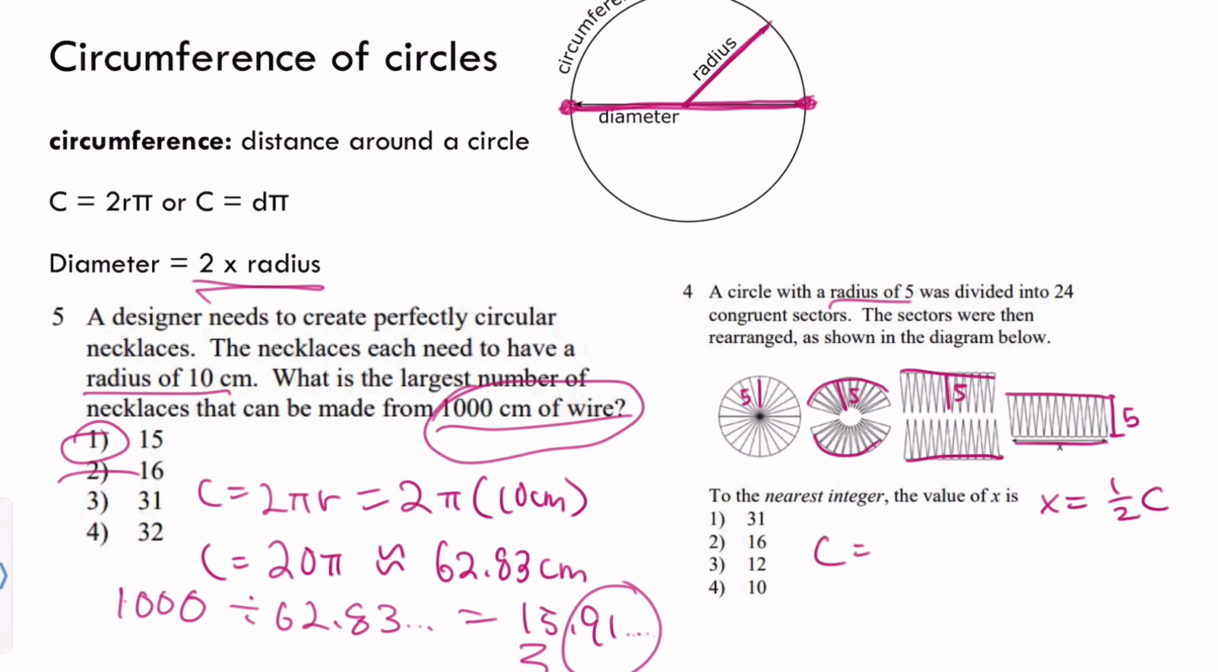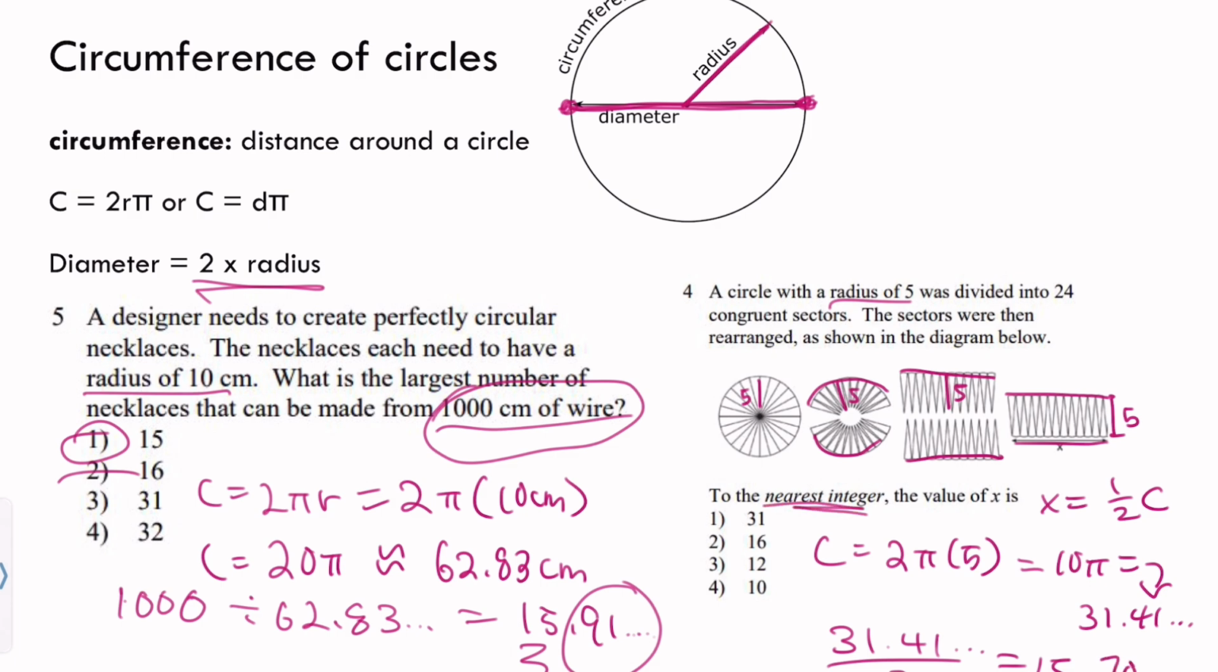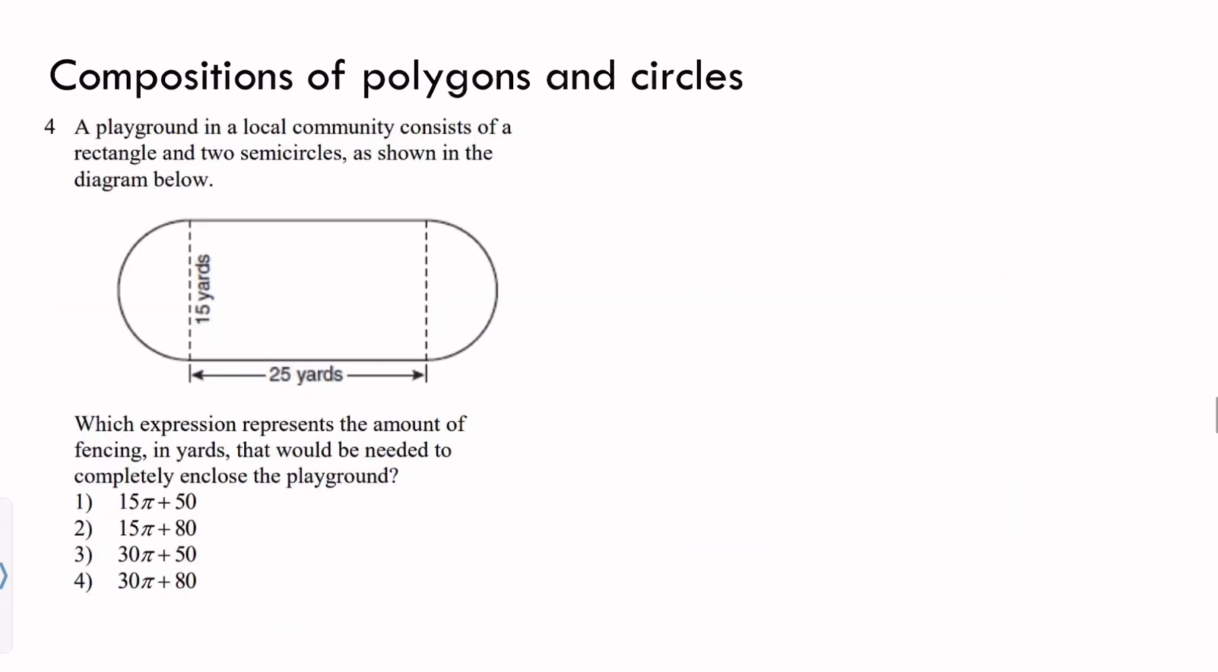So x is equal to just 1/2 of the circumference. Circumference of the circle is equal to 2 times pi times the radius, which is 5, which is equal to around 31.41. And then if we divide it by 2, we can get the value of x. So 31.41 divided by 2 is equal to 15.70, and it says to round to the nearest integer, right? So it'll be 16. So the answer is 2. Okay, let's move on to the composition of polygons and circles.